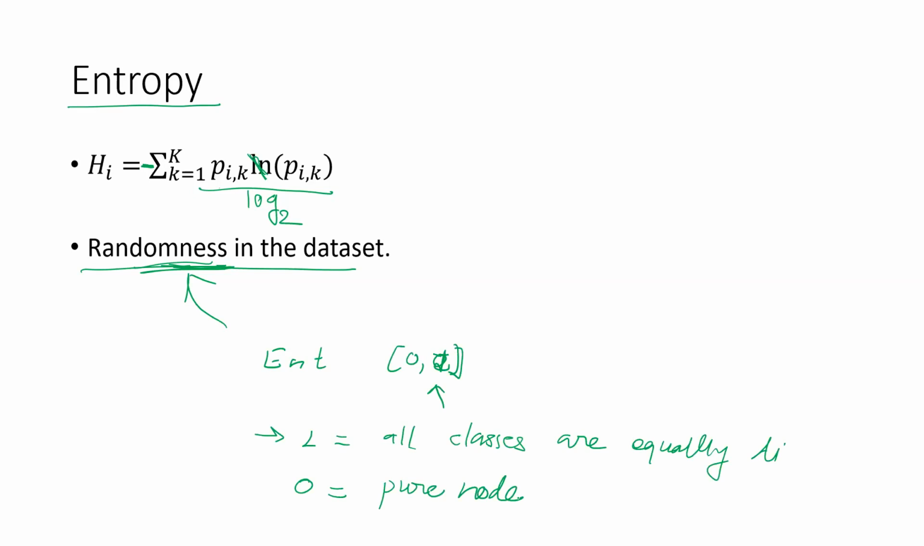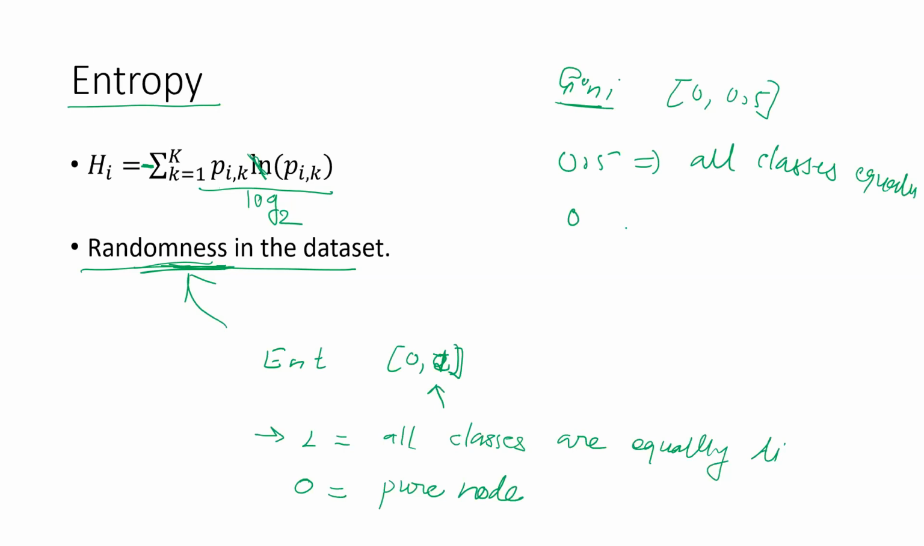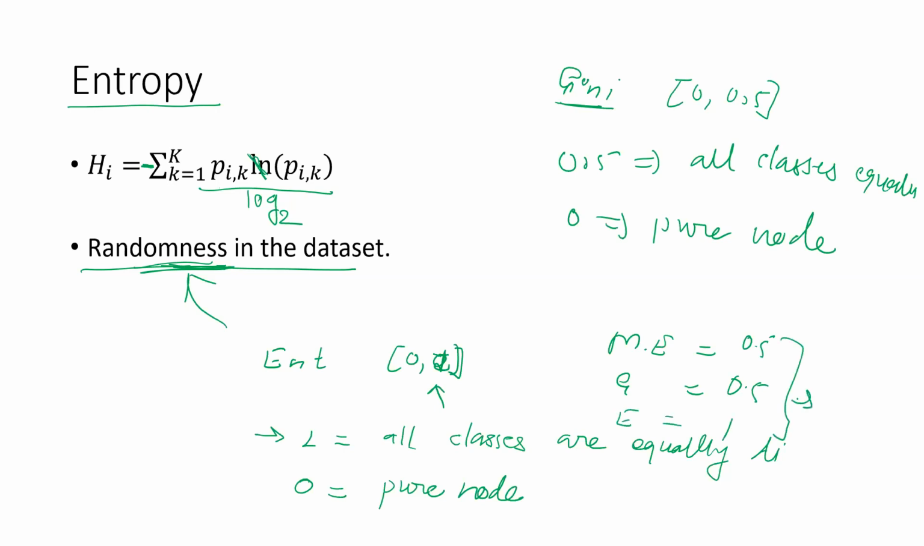Similarly, for the Gini index, the values lie between 0 and 0.5, and 0.5 means higher variance. It means all classes are equally distributed, and 0 means a pure node. So remember these things. The highest value for the Gini index is 0.5, and for entropy it is 1. All these values occur when the classes are equally distributed, and 0 occurs when the node is pure.